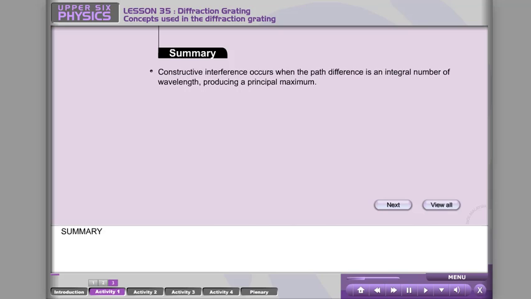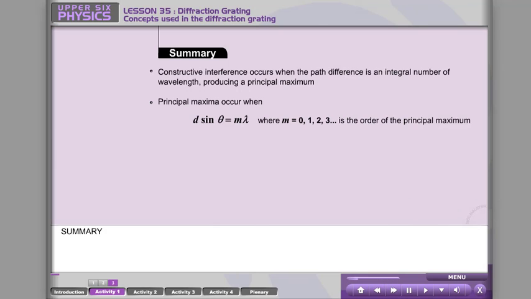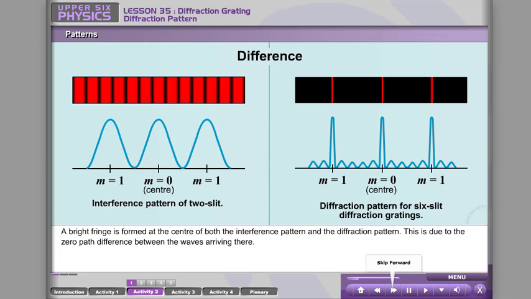Summary. Constructive interference occurs when the path difference is an integral number of wavelengths, producing a principal maximum. Principal maxima occur when d sin θ = mλ, where m = 0, 1, 2, 3 is the order of the principal maximum. A bright fringe is formed at the center of both the interference pattern and the diffraction pattern. This is due to the zero path difference between the waves arriving there.